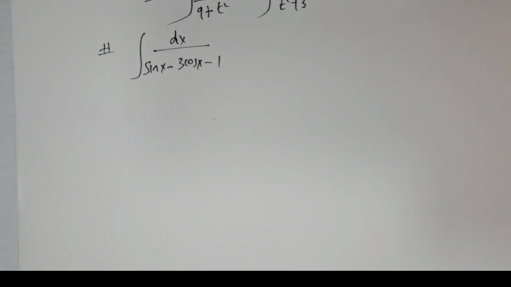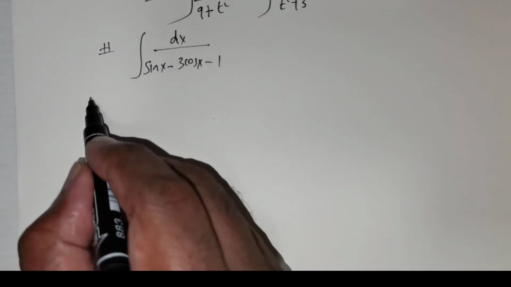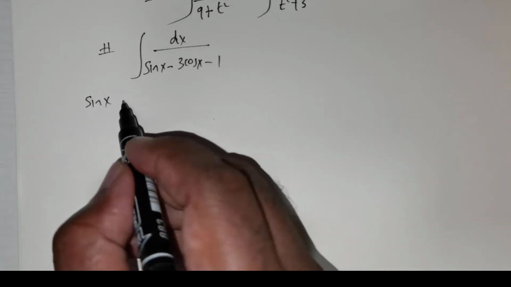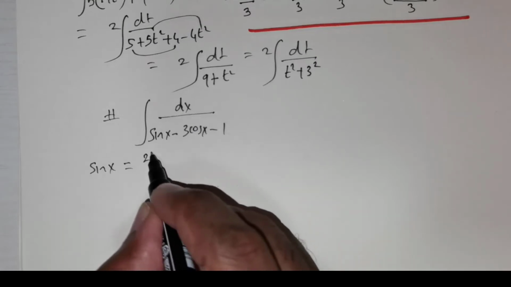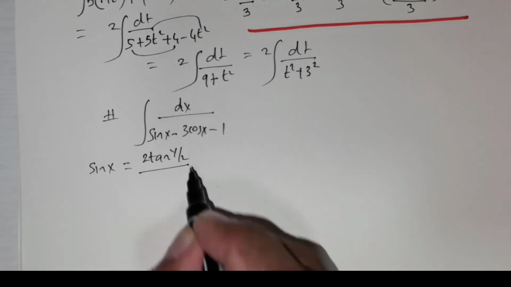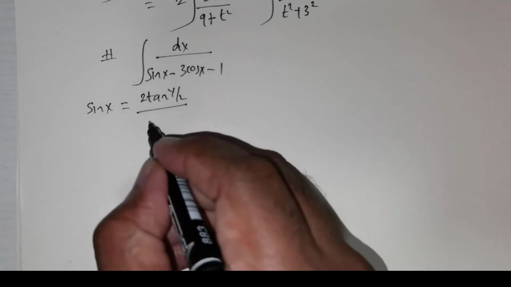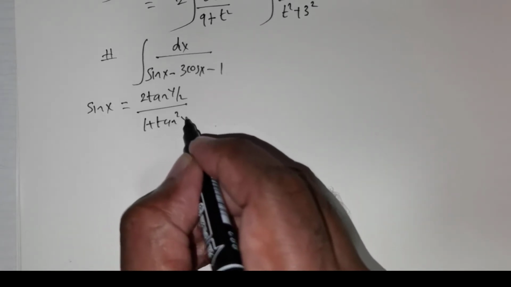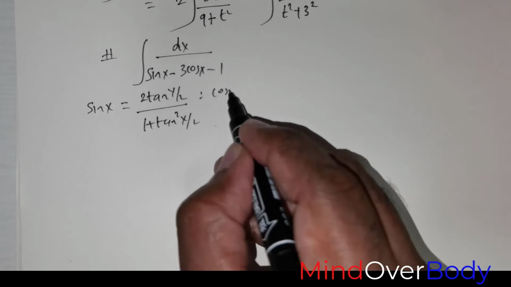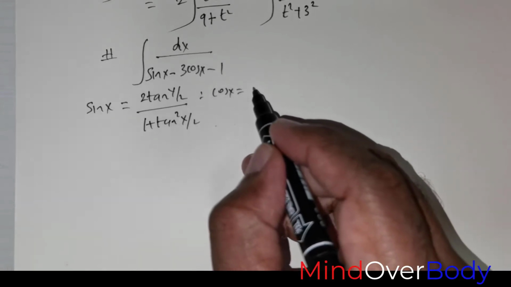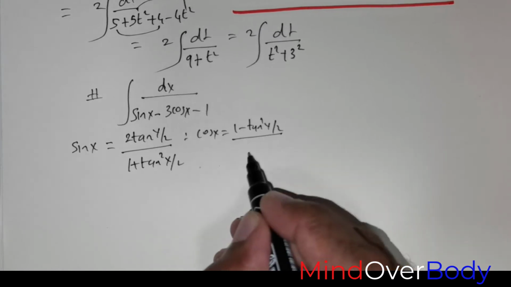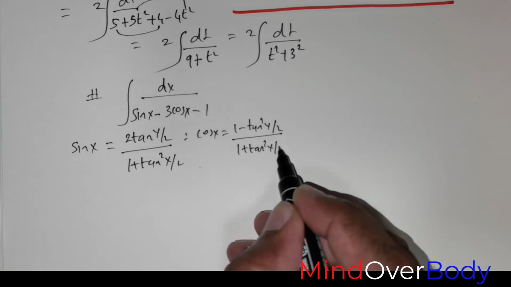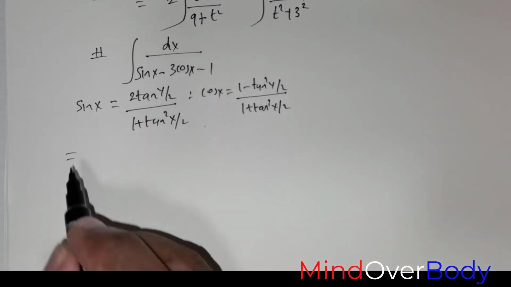Now I will do it by the long method and I will also do it by the short method. So, long method: we are to replace sin x by the following substitution, 2 tan(x/2) divided by 1 + tan²(x/2), and our cos x is going to be (1 − tan²(x/2)) divided by (1 + tan²(x/2)), right? So I'm going to make the substitution there.